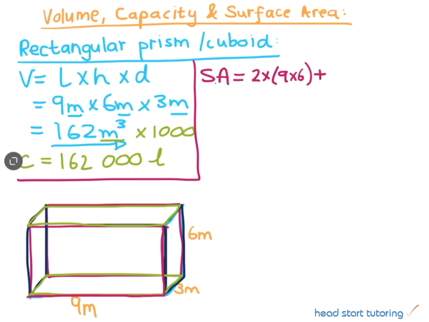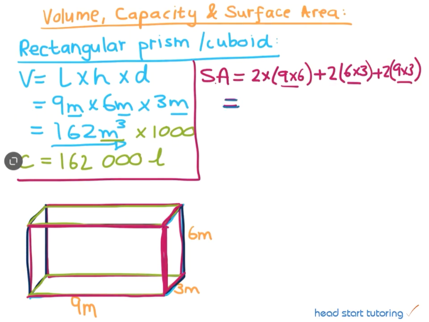And then we add 2 multiplied by, let's do one of our sides, so that's 6 meters by 3 meters. So that's 6 by 3. And then we add 2 times one of our top faces or our bottom faces. So that's there, which is 9 by 3. Right, so we obviously now need to work out what each of these brackets is equal to.